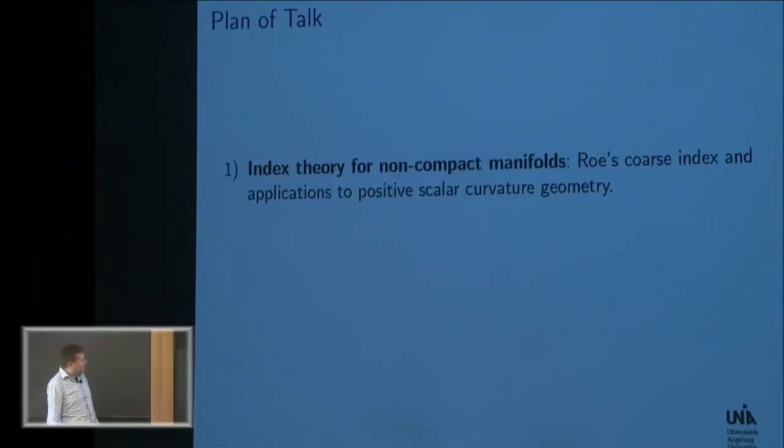I would like to talk about two topics. One was already mentioned in Misha's talk on Tuesday and on other occasions, namely the link from positive scalar curvature geometry to index theory. And I will shed some light on this topic, especially in the context of non-compact manifolds. This is related to the coarse index theory of John Roe.